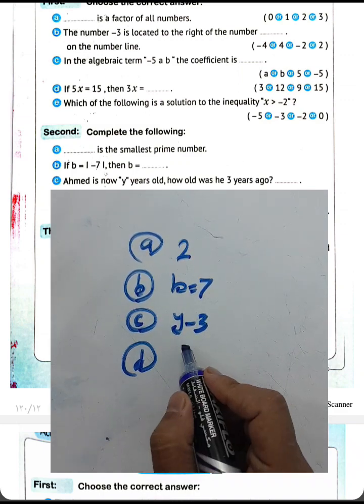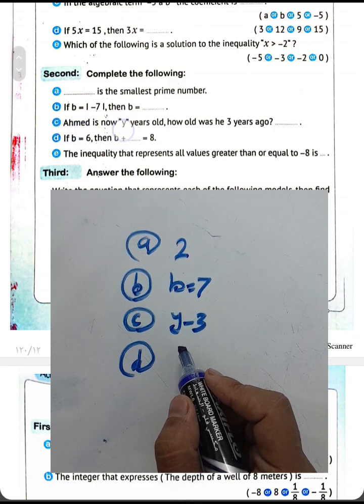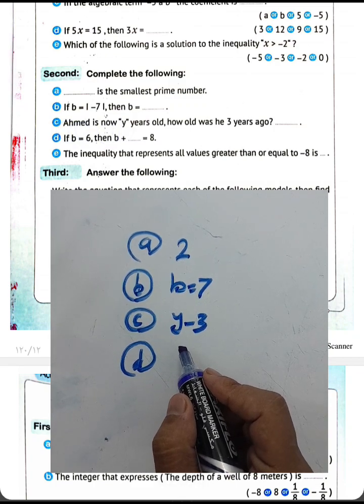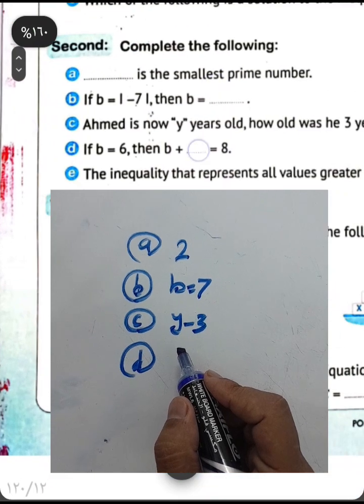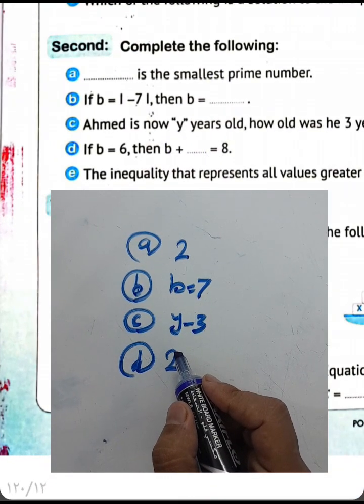Letter D. If b equals 6, then b plus what equals 8? b plus 2 equals 8. Write 2 here, because 2 plus 6 equals 8.